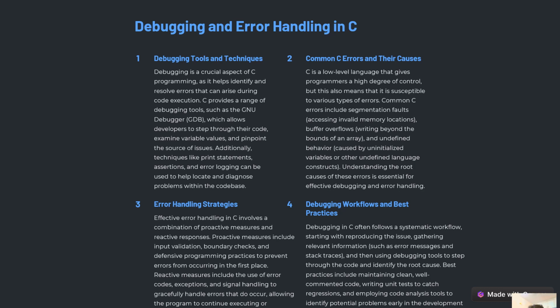Debugging workflows and best practices. Debugging in C often follows a systematic workflow, starting with reproducing the issue, gathering relevant information, and then using debugging tools to step through the code and identify the root cause.